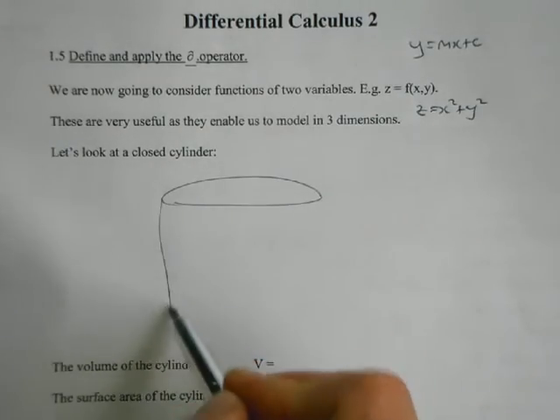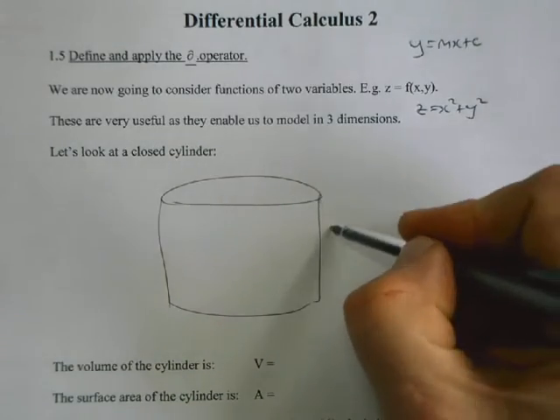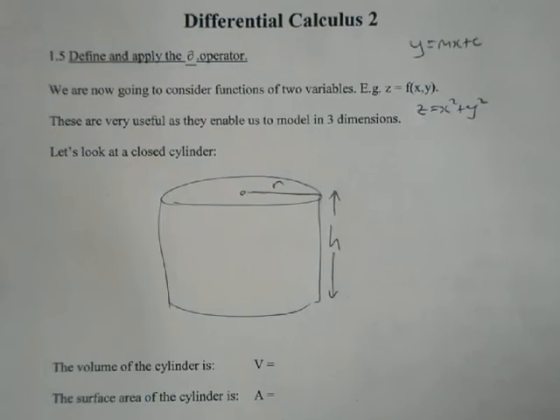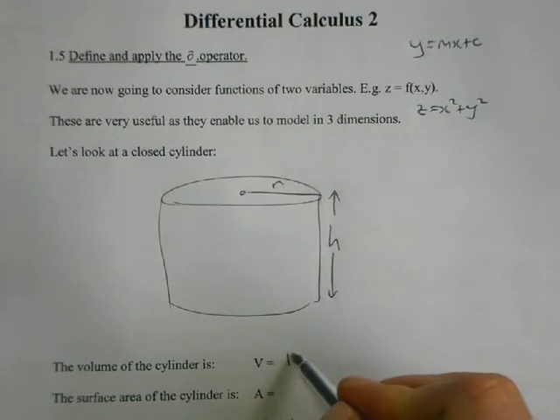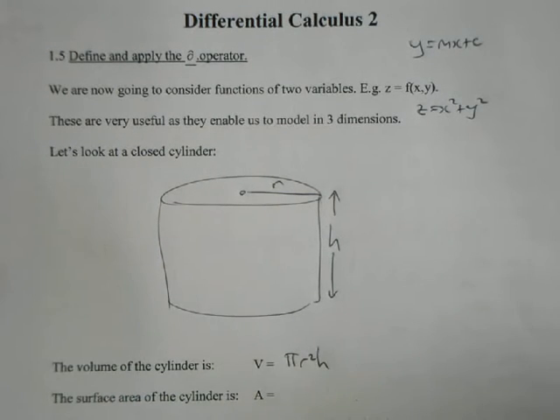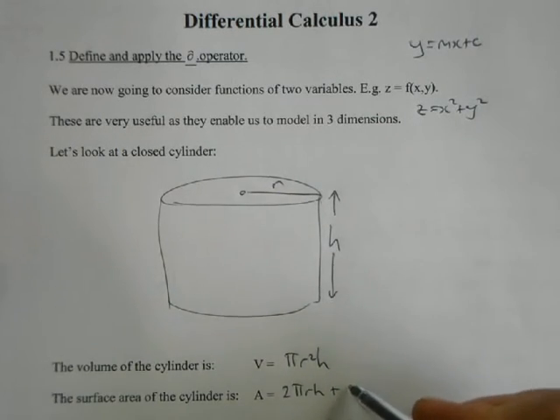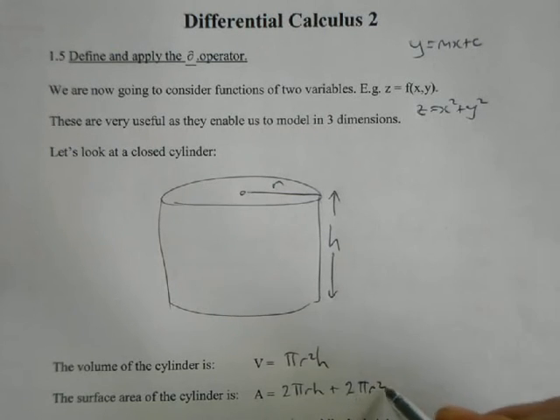Just to get a handle on what's going on, let's start with something nice and simple. If we've got a closed cylinder with a height h, that's one variable, and a radius r, which is a second variable, then we can define things with regards to those two variables. For example, the volume will be pi r squared h, and the surface area, if it's closed, will be two lots of pi r h, which is around the side (2 pi r is the circumference, times h, so that's the outside of it), plus the top and the bottom, so that's two lots of pi r squared.